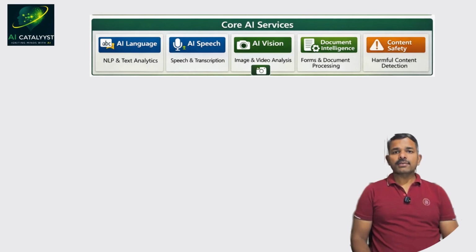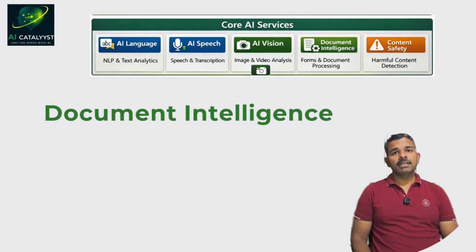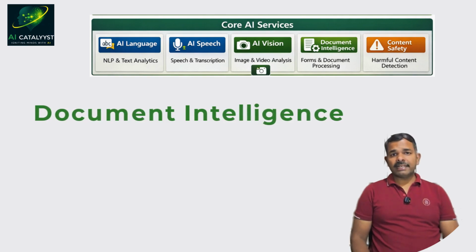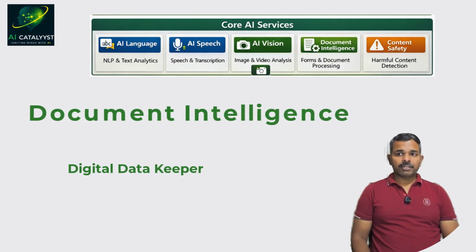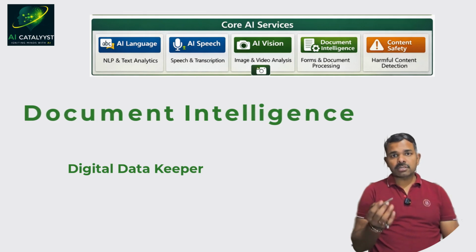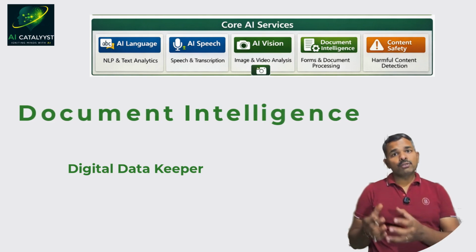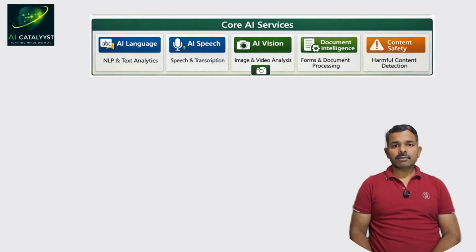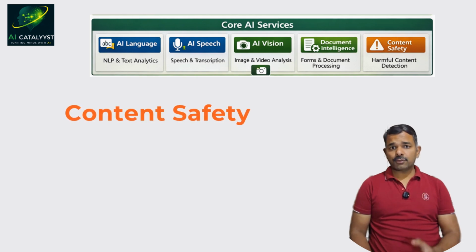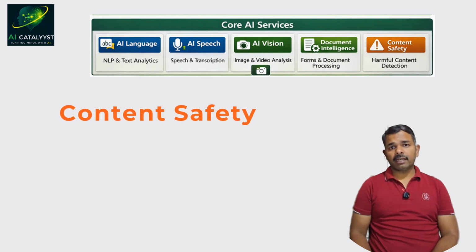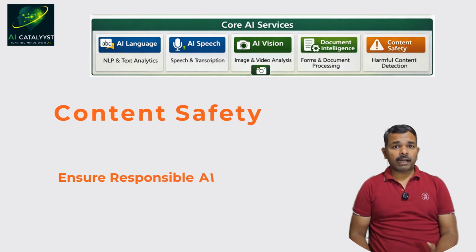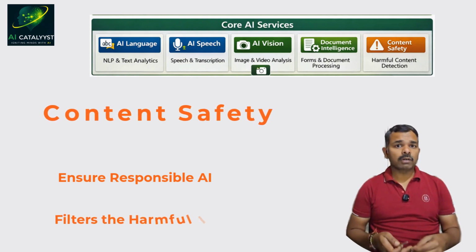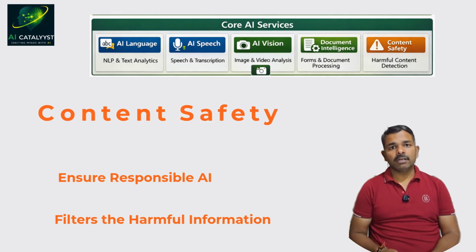On the screen, the next service is Document Intelligence. By its name, you can imagine this service does all the intelligence around documents, like converting your invoices, receipts, or contracts into structured data so that you can always refer back to that data. The last service on screen is Content Safety, and it is very important to ensure our AI is responsible and our AI application is not encouraging or sharing any harmful or unsafe information or data on the platform.